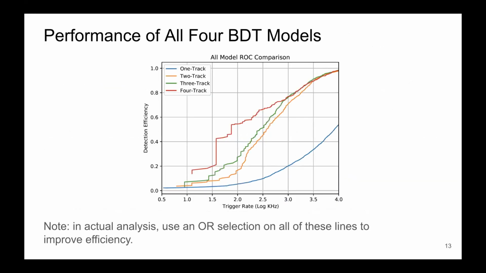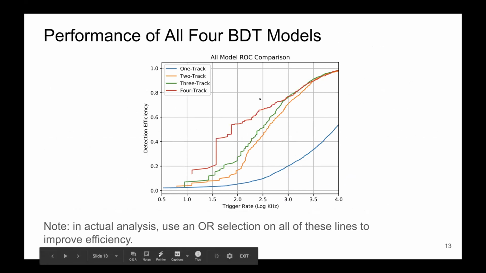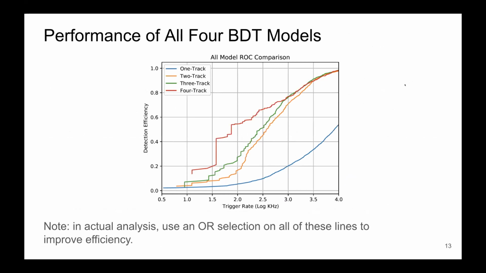And here's one final ROC plot that basically compares all 4 of our boosted decision tree models to one another. So we can see here in blue, this is the 1-track, and then all the way over here in red, this is the 4-track BDT. So as you'd expect, the efficiency kind of increases as you include more and more tracks in your selection. And then also this 4-track has a very significant efficiency even at very low trigger rates, only about 100 kilohertz or even less.